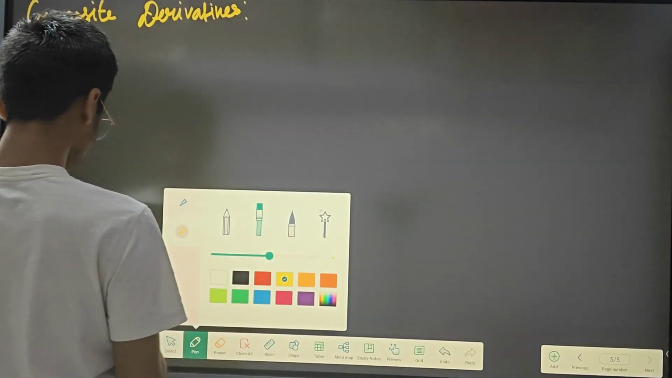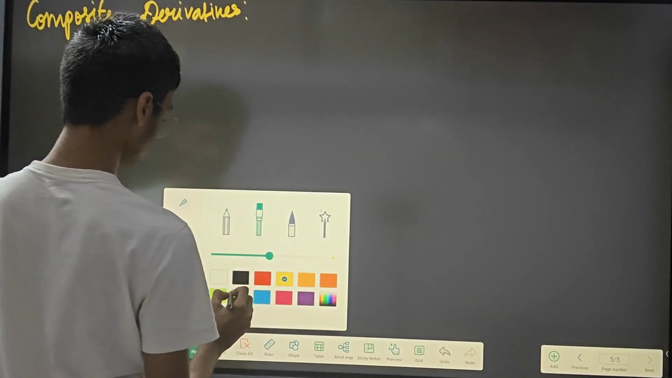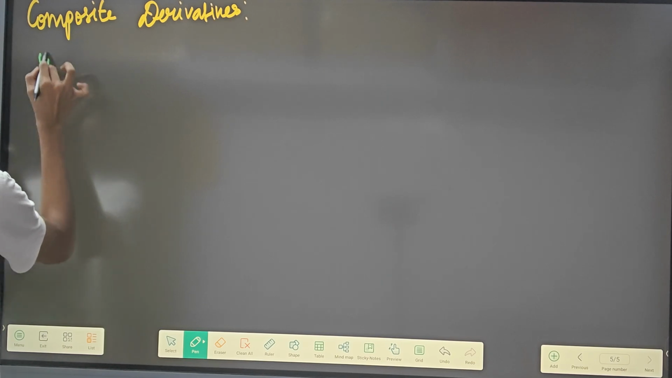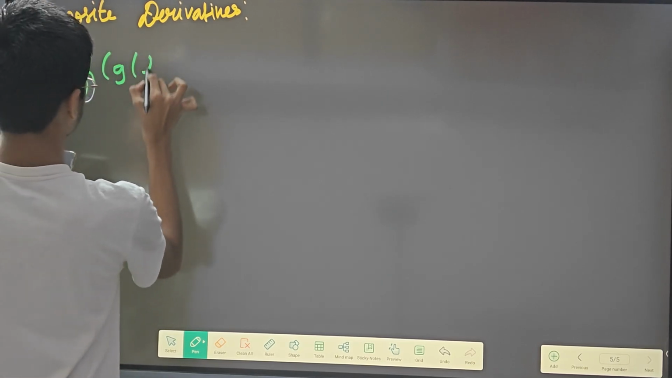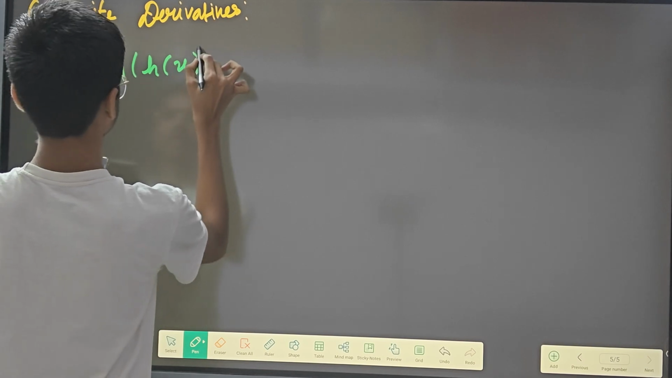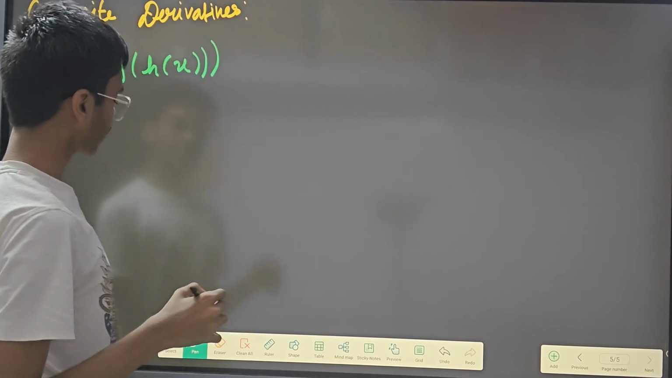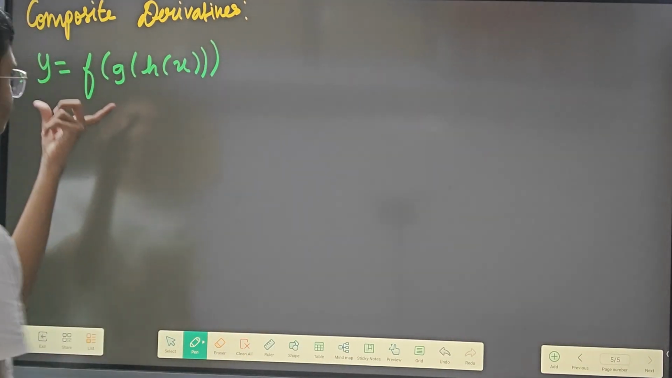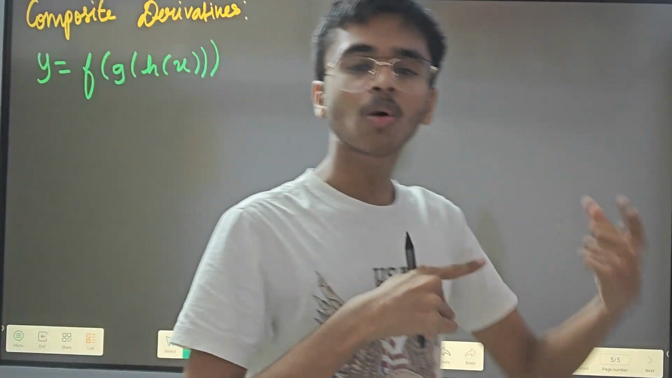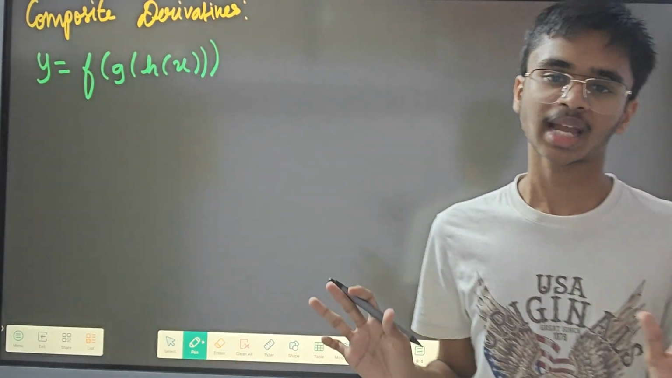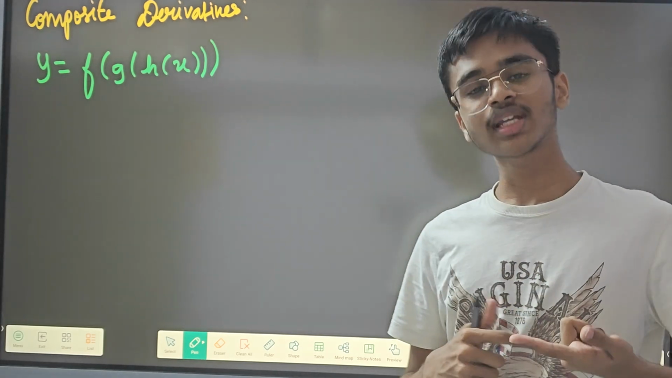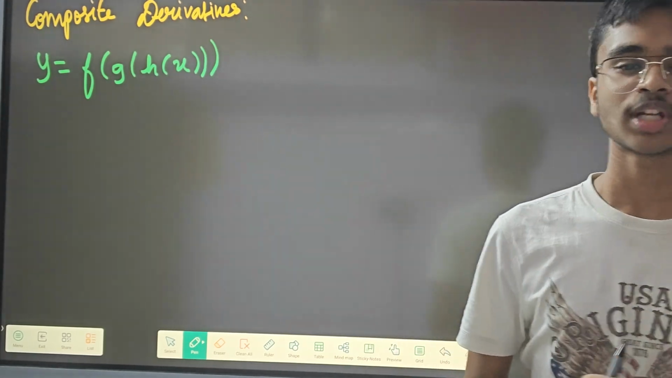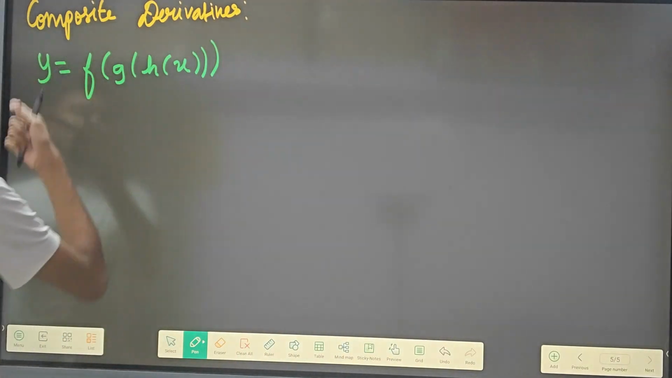So you are having something like this, which is y is equal to f of g of h of x. What you have to do in this case is differentiate it from the outside and write the inside. That should be your notation: differentiate it from the outside and write also the inside. For an example, like this you are having.